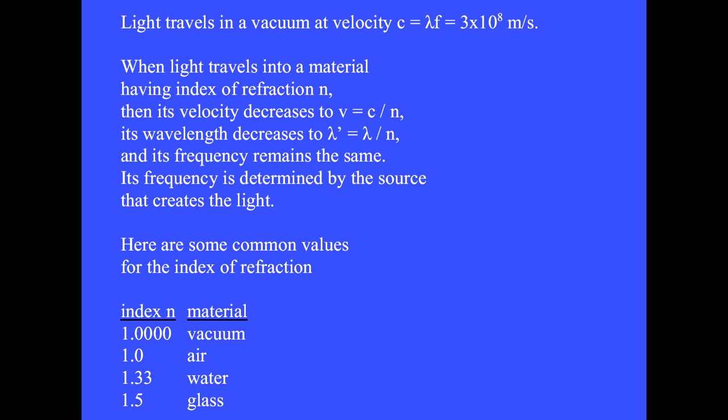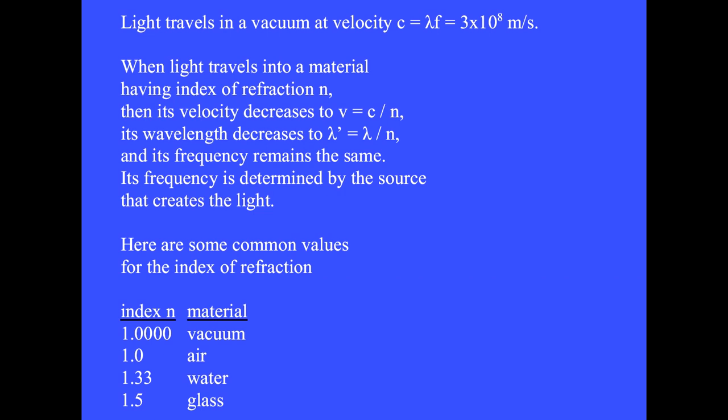Light travels in a vacuum at velocity c equals 3 times 10 to the 8th meters per second. The velocity can always be written as wavelength times frequency, or lambda f. When light travels into a material having index of refraction n, then its velocity decreases to v equals c over n, its wavelength decreases to lambda prime equals lambda over n, but its frequency remains the same because this frequency is determined by the source that creates the light.